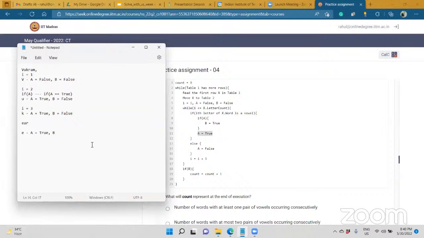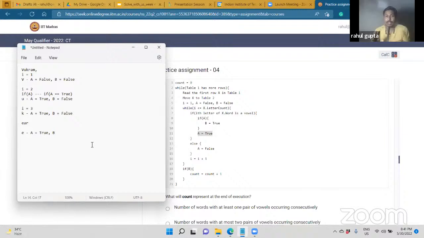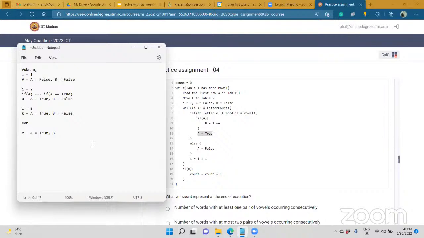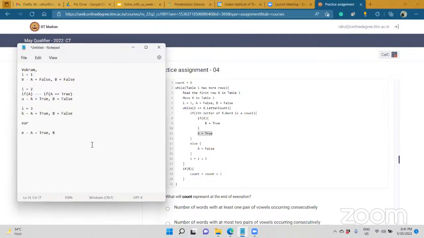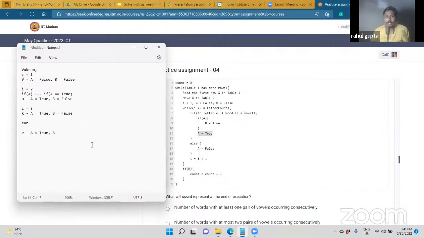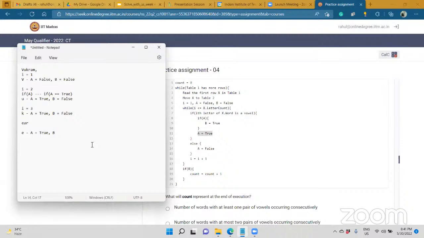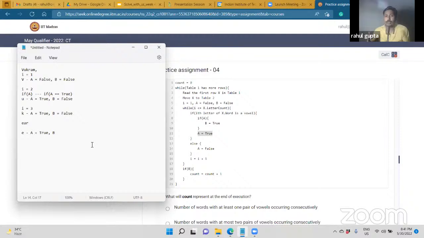So Sukanya, I have an idea. You will start with line number 5. What will happen? Tell me. A is false, B is false, right? You will enter into the while loop, right? Line number 6. Line number 7, you will check if E is a vowel or not. Yes, it is a vowel. You will check line number 8. Is A true or not? Where is it true, Sukanya?